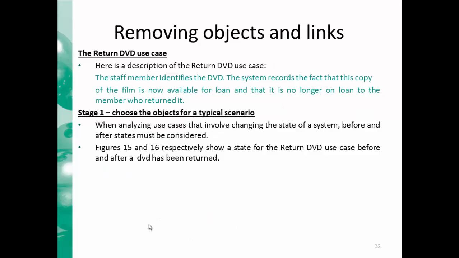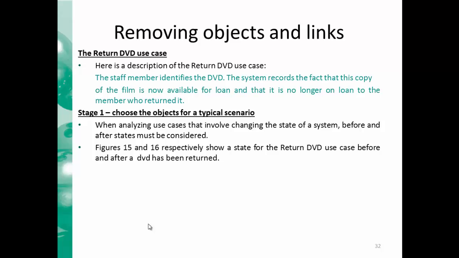Now, another use case to go on with removing objects and links. We will go back to the DVD library and consider the return DVD use case, because we have loans now for DVDs in our system, and any time a person returns a DVD, we have to remove the loan for these DVDs returned. So it says the staff member identifies the DVD.